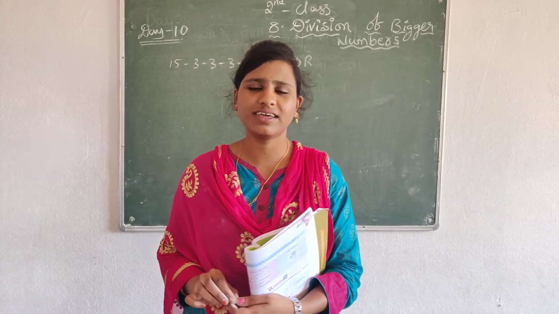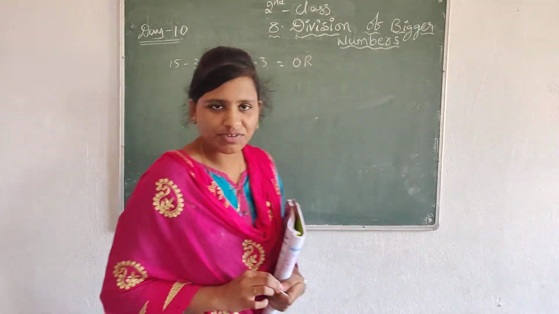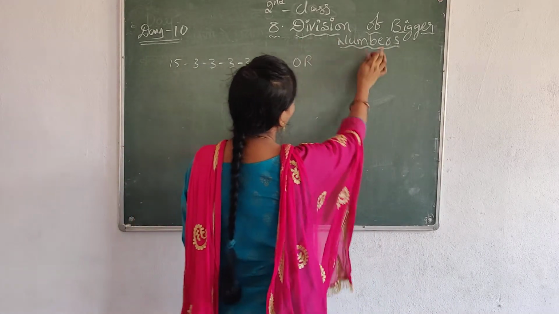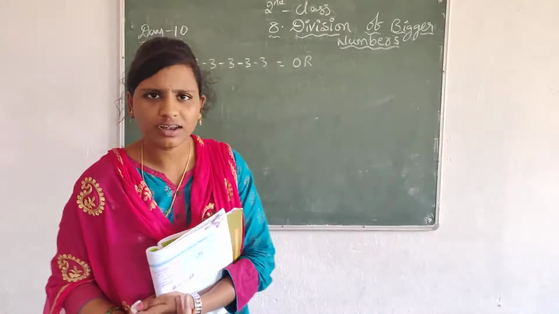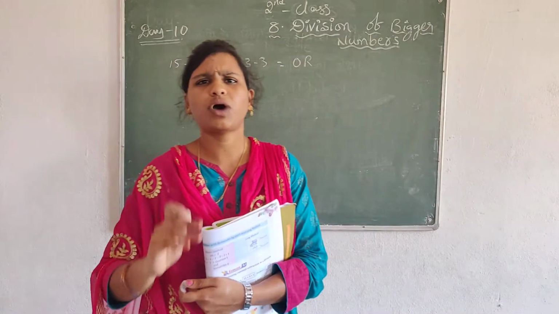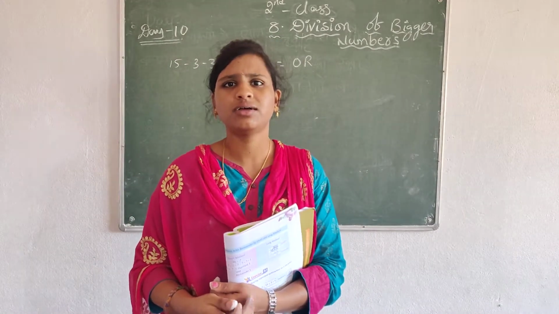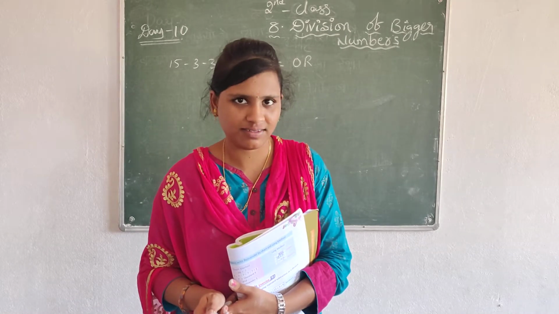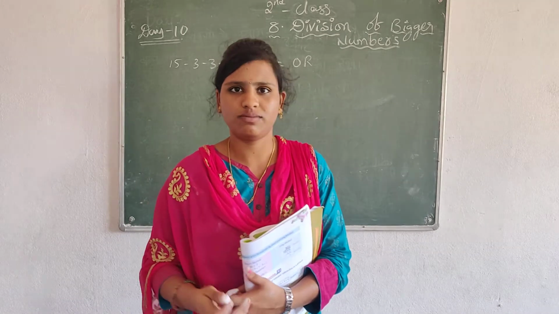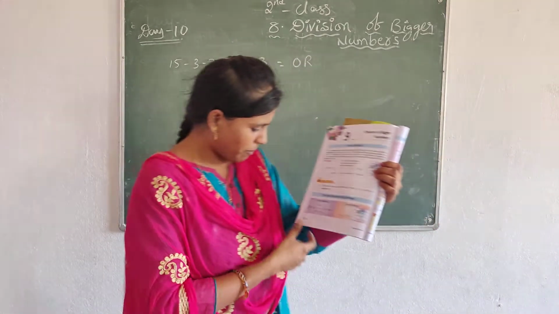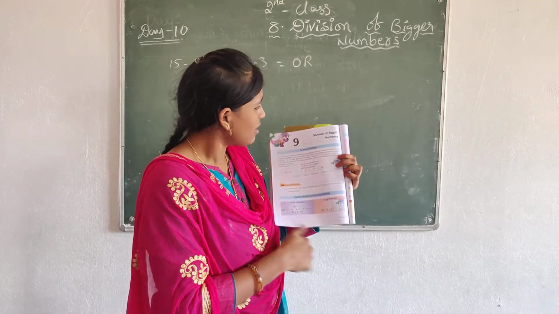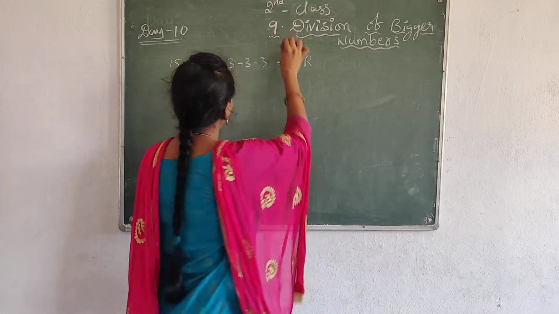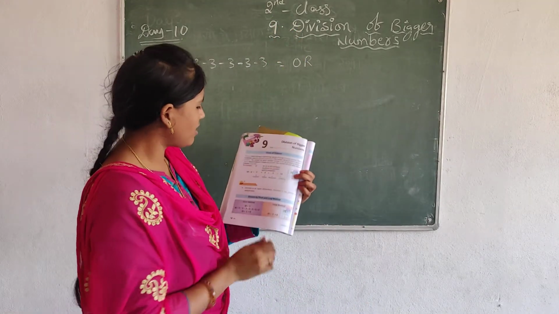Today we are discussing the chapter on division of bigger numbers. We already learned division with 1 and 2 digit numbers, right? Now we will learn bigger numbers, 2, 3, 4 digits. Let's open page number 106, the 9th chapter, Division of Bigger Numbers.